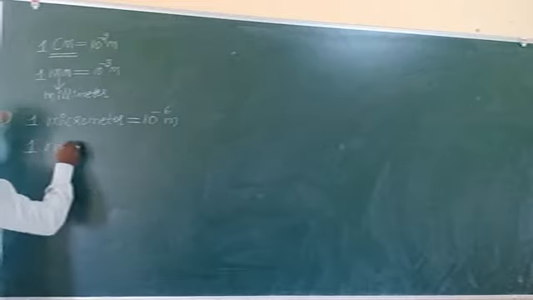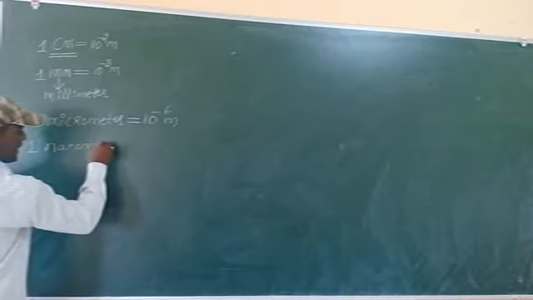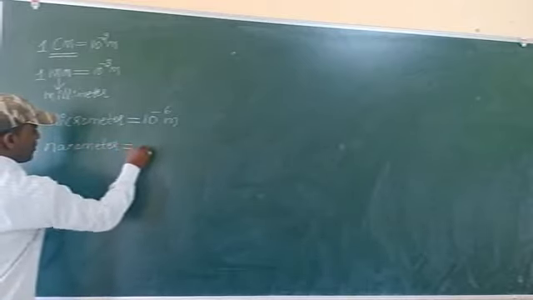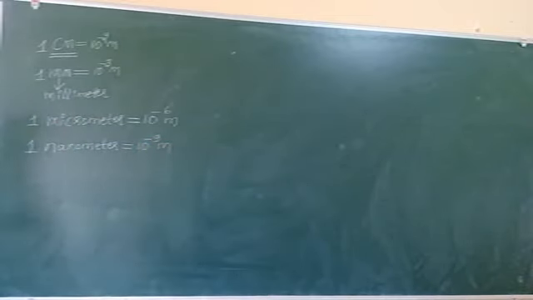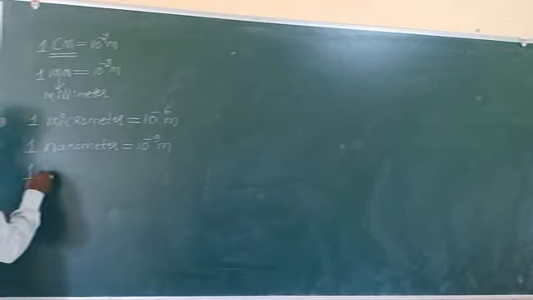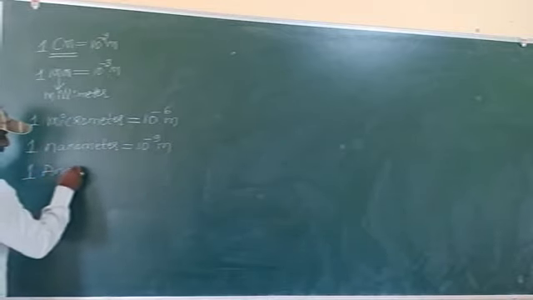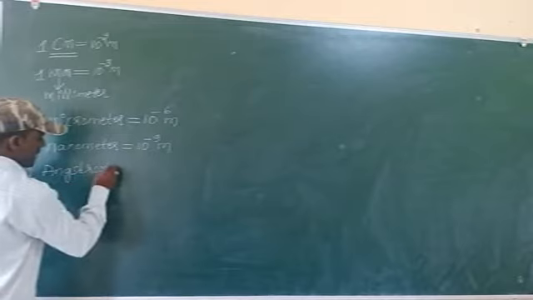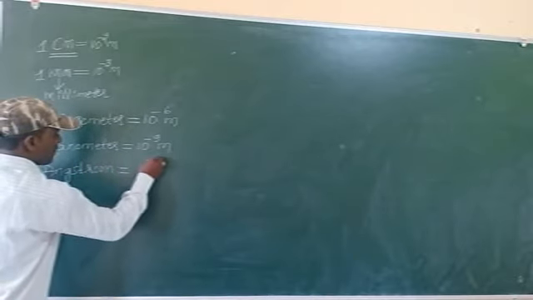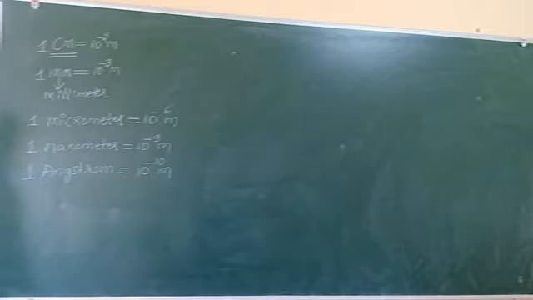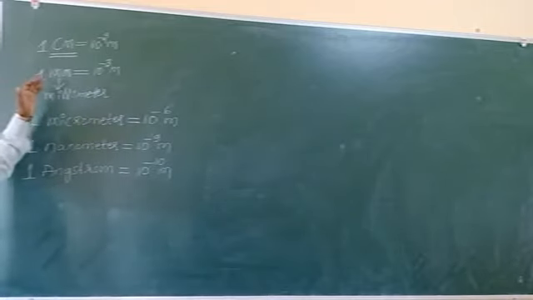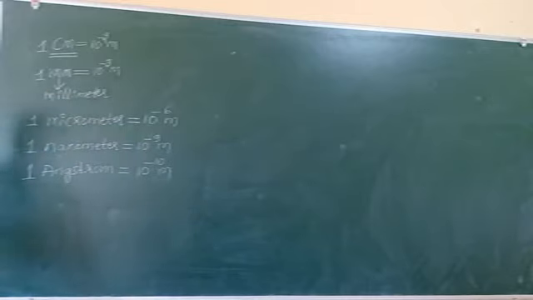1 nanometer is equal to 10 to the power of minus 9 meter. 1 angstrom is equal to 10 to the power of minus 10 meter. So these are the different units used for measuring distance.